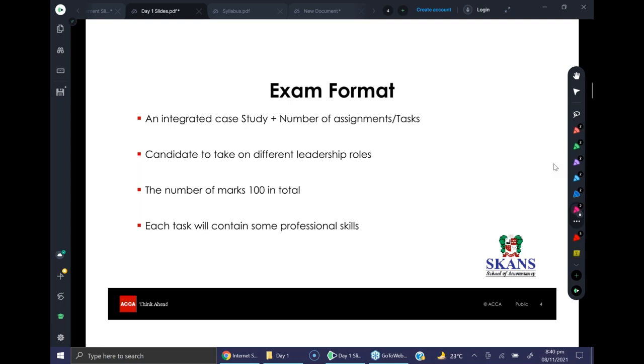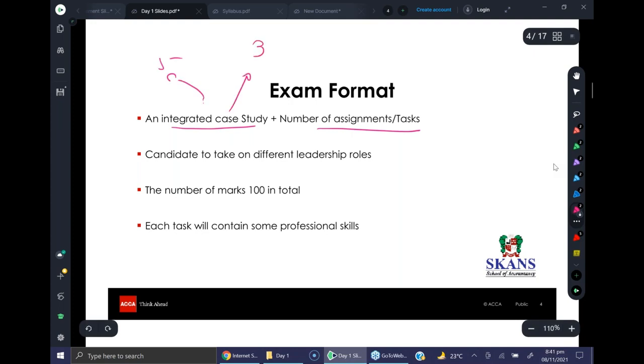Okay, so as you all know, SBL is an integrated case study exam, which will have a number of assignments and tasks. Now these tasks, assignments, or in simpler words, requirements, will vary at each examination. For example, in one of the past exams, there were 5 requirements, and in another past exam, there were 3 requirements, but all requirements mostly have subparts to them, right?